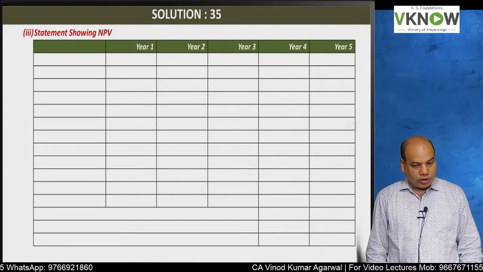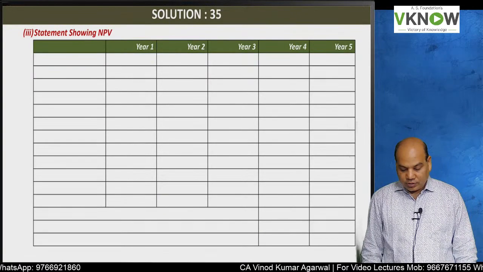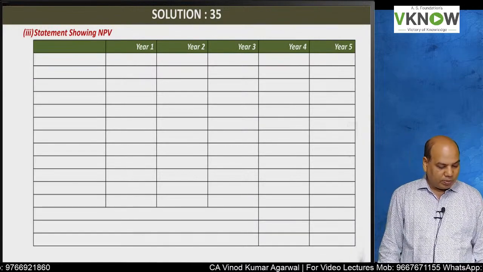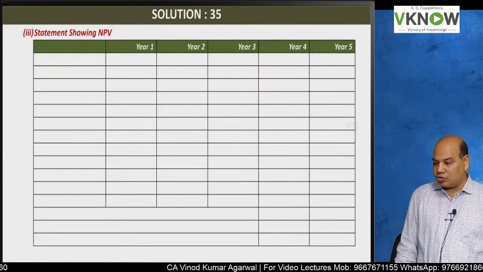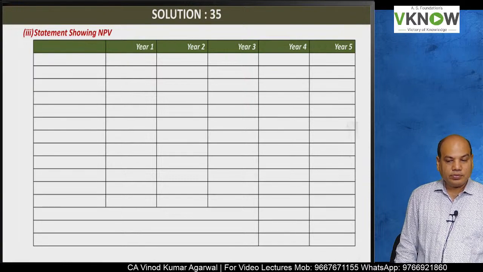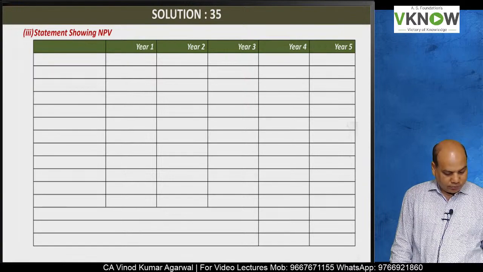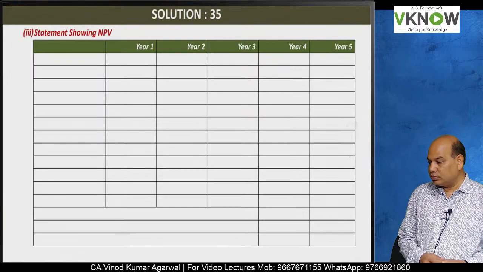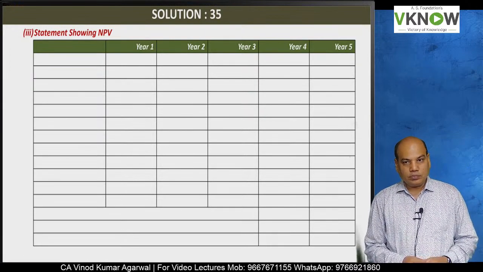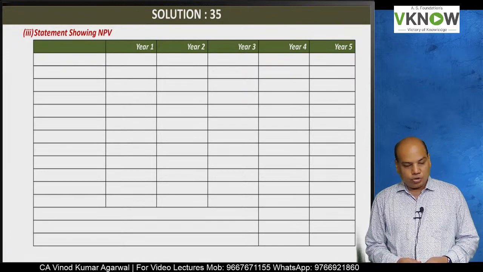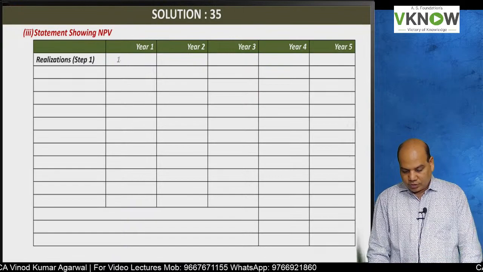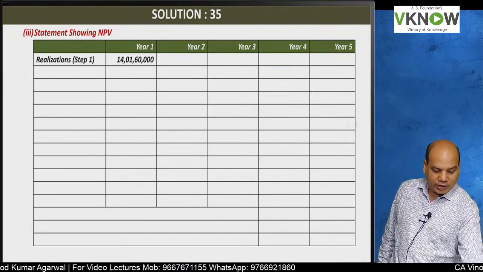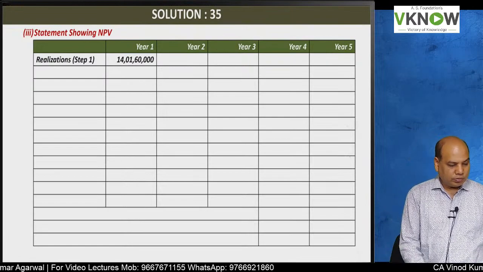Now what we'll do, we are going to compute NPV. So write down our next heading, statement showing NPV. Right hand side 5 columns: year 1, year 2, year 3, year 4 and year 5. If you have a scale, you can draw the lines. First you have to write realization, means revenue.